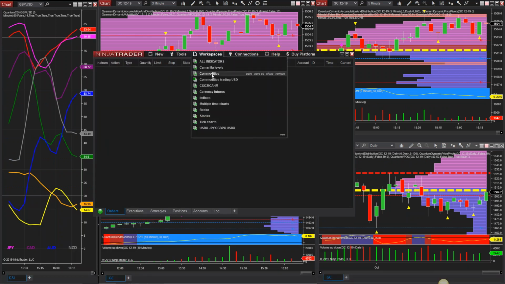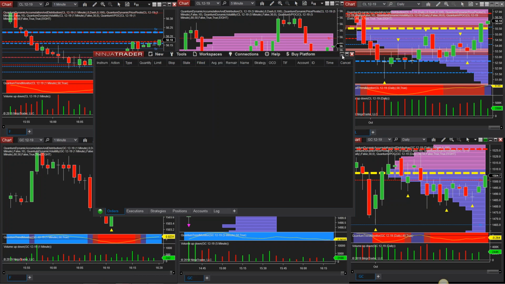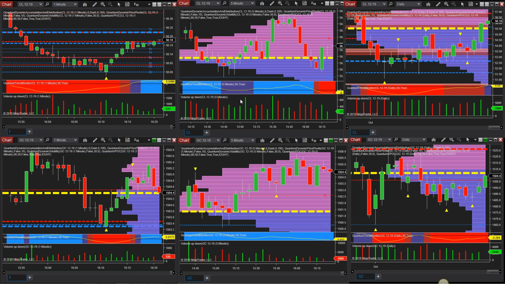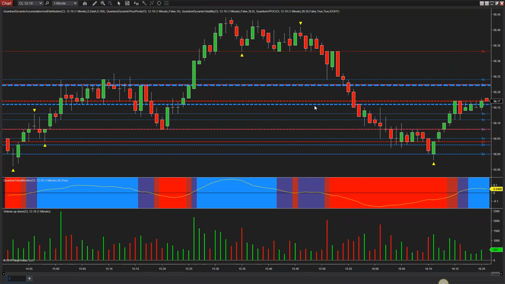Let's have a quick check on oil. We're on the December contract already. This is on the 1 minute. Again, indicators working exactly the same way. The volume works in exactly the same way. Nice move to the downside, supported by the trend monitor. It's now starting to transition out.